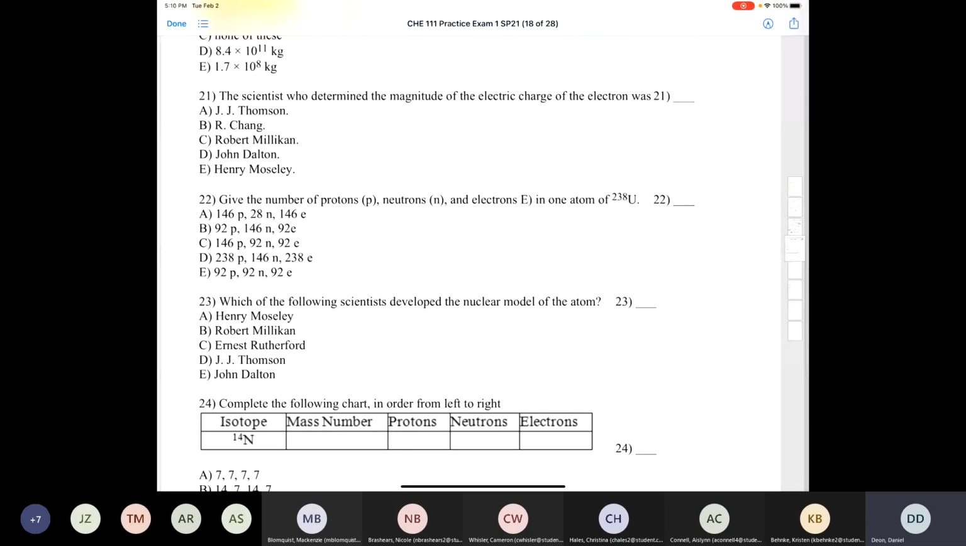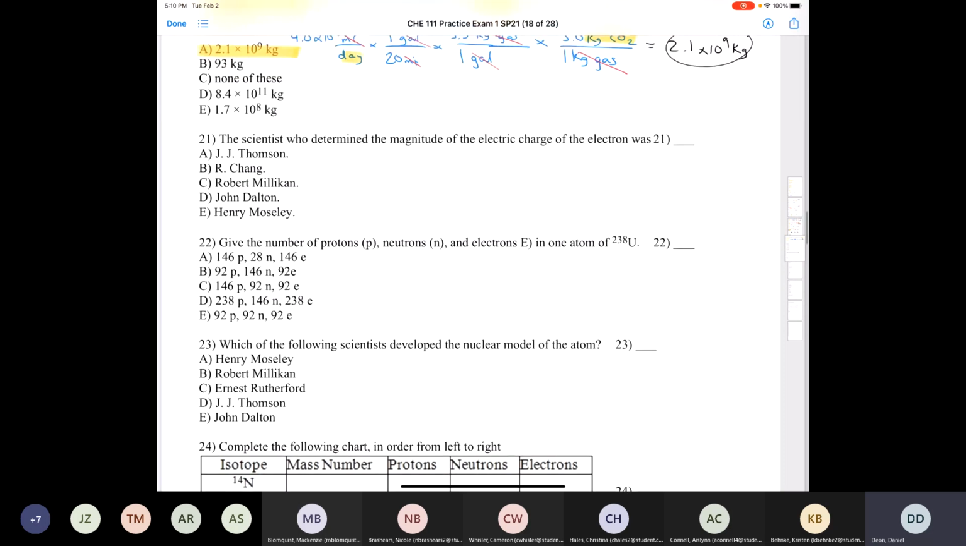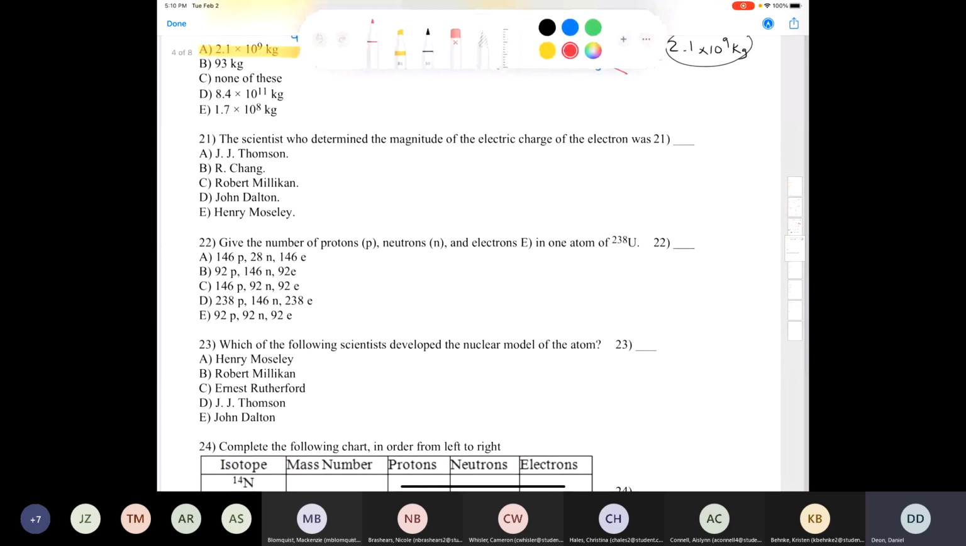All right, Chemistry 111. This is practice exam 1, and we're working on the second half. I posted a video to my YouTube channel that covers the first half of this exam, questions 1 through 20. So we're going to start with question 21. The first couple of questions here deal with the history of the atom, so the discovery of the electron, the neutron, the proton, the nucleus, and atomic structure.